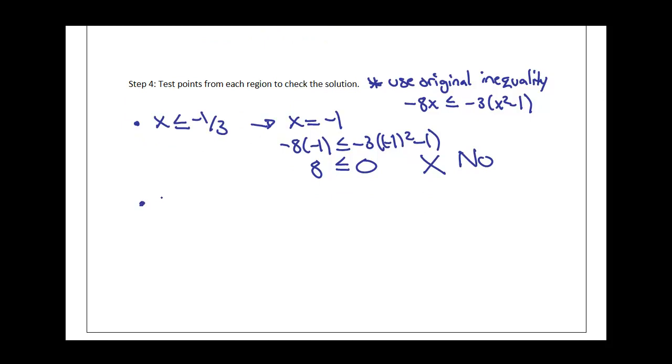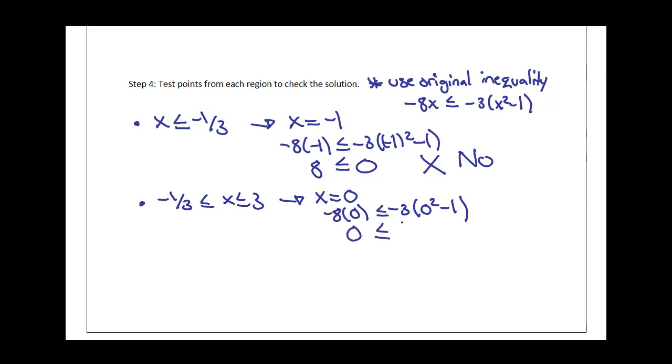Our next region we're going to use is when it's in between our 2 points here. And we like to use when x equals 0 when we're checking. So we get negative 8 times 0 less than or equal to negative 3 times 0 squared minus 1. Well, in this case, we get 0 is less than or equal to positive 3, which is correct and hence a good solution. Now, our last region to check is when it's greater than or equal to 3.